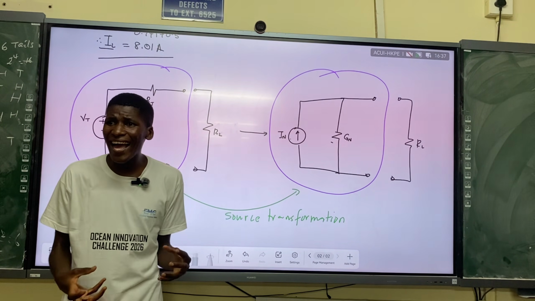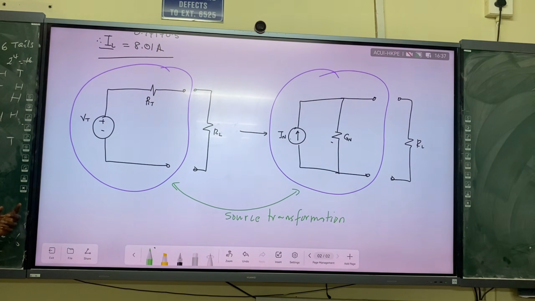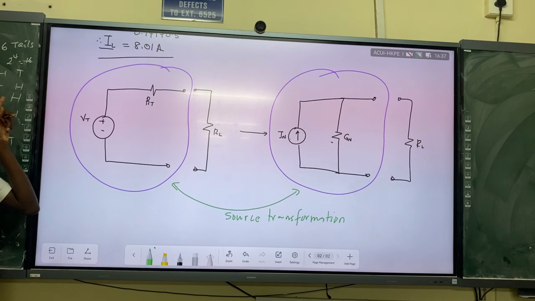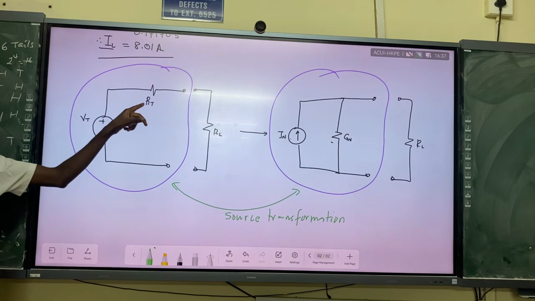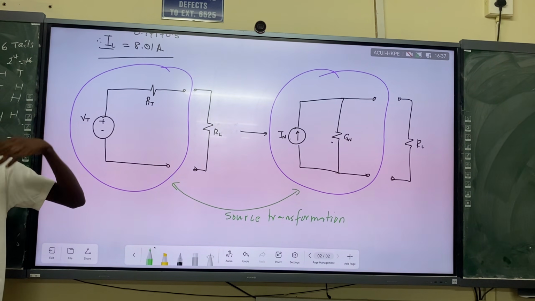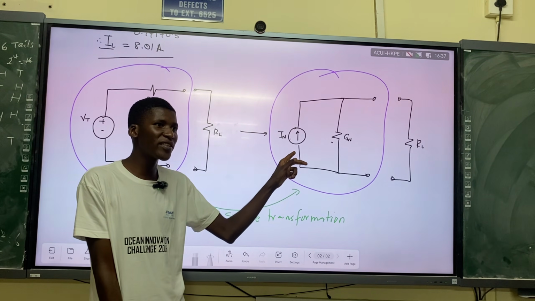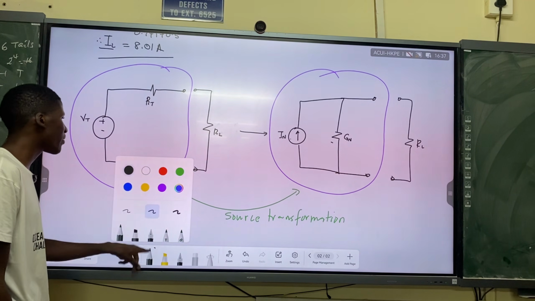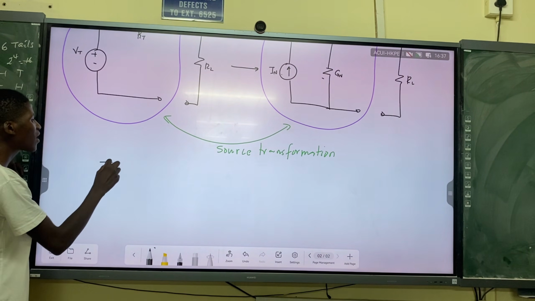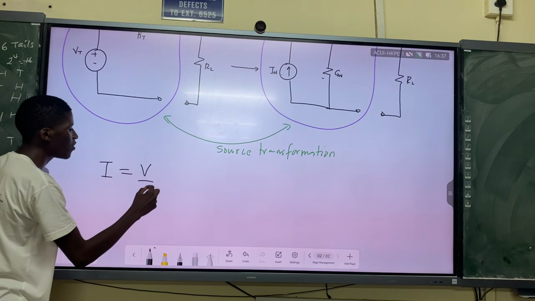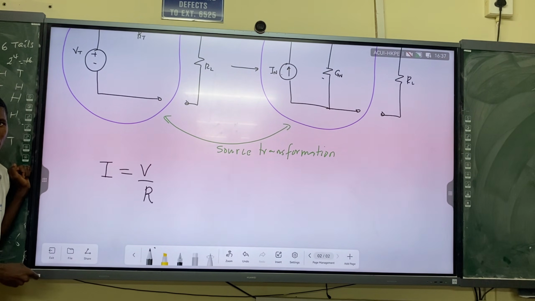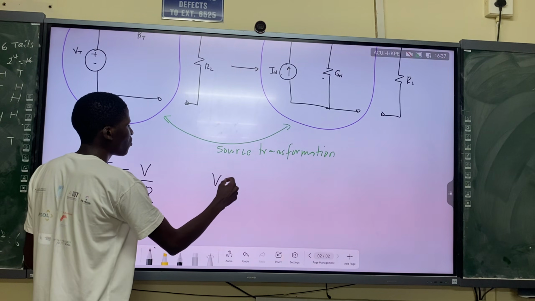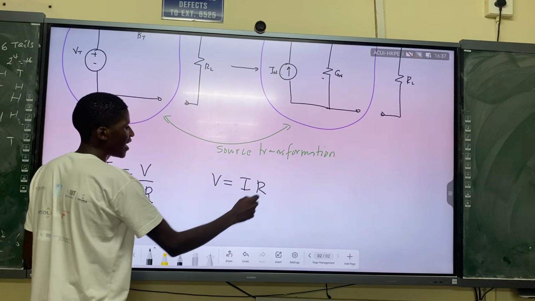So generally, we can transform a source by knowing that a series combination of a voltage source and a resistance is equivalent to a parallel combination of a current source with a conductance, whereby Ohm's law now applies. We'll say the current is equal to V over R, whereby the voltage is equal to I times R.